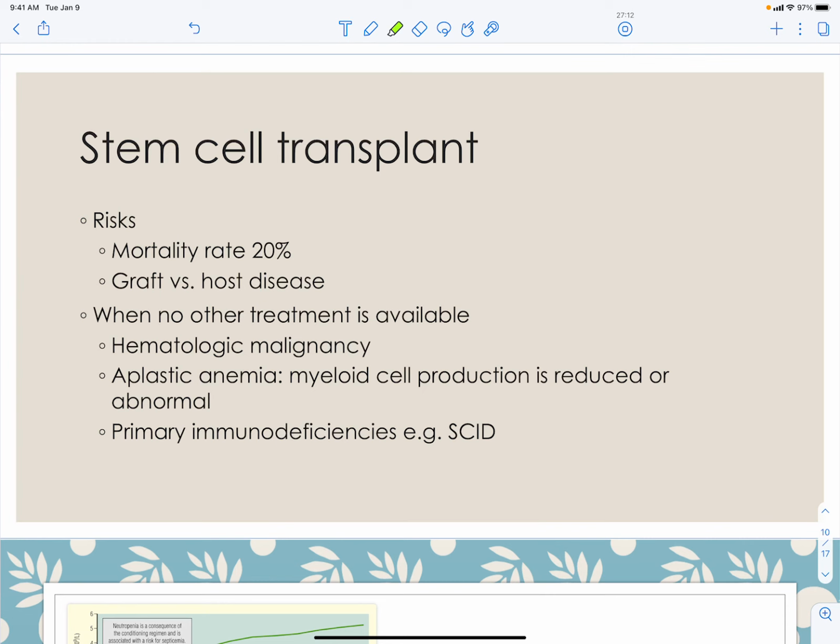And this is more risky because you're basically giving someone else's immune system. And as we know, those new cells might see the new person, the recipient, as foreign and attack them and create widespread damage to the tissues of the person. So you have to, of course, match, and even with well-matched donors, the mortality rate can be as high as 20%.